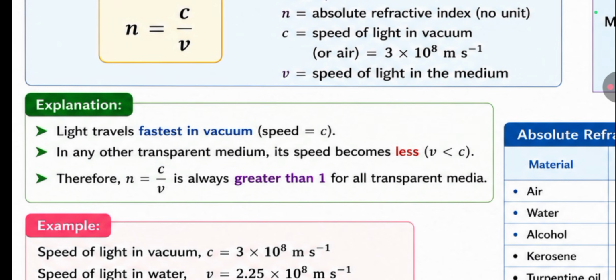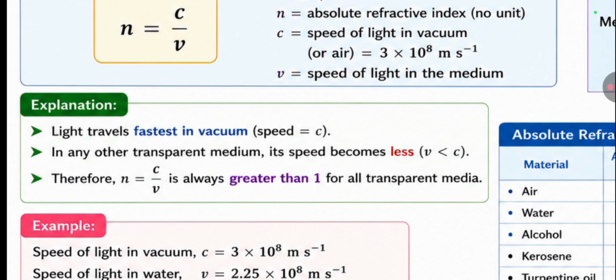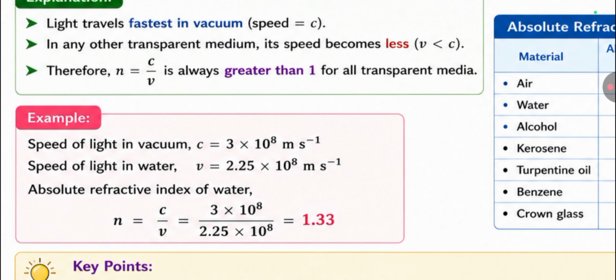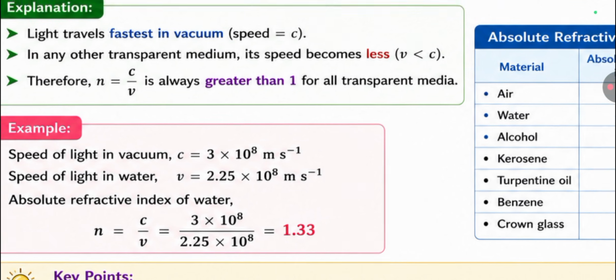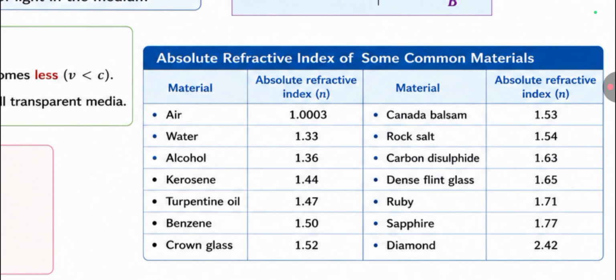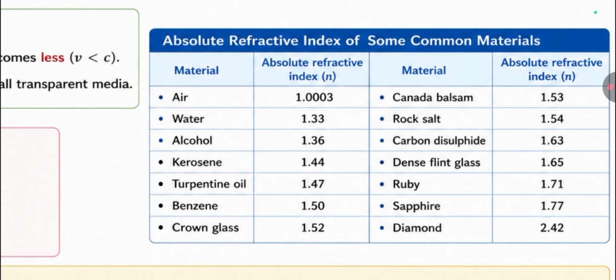Here is some explanation of what we learned. Light travels fastest in vacuum. In any other transparent medium, its speed becomes less, that is v less than c. Therefore, n is equal to c by v is always greater than 1 for all transparent media. We already learned examples in the previous session. Here is the absolute refractive index of some common materials, given in the table. All the refractive indices have no units.